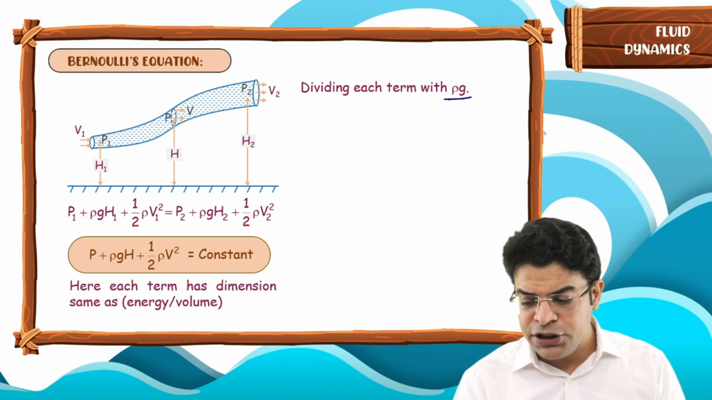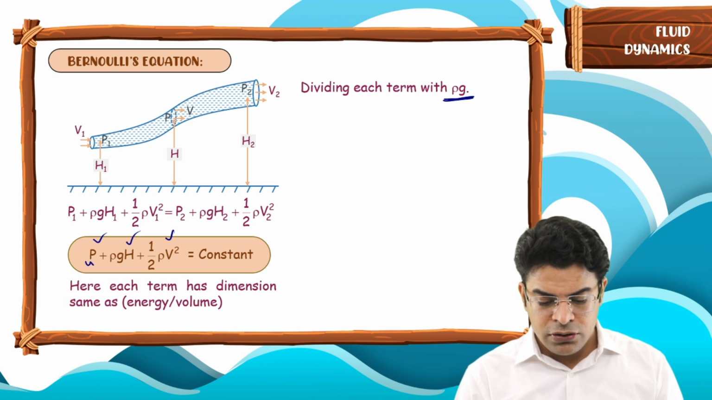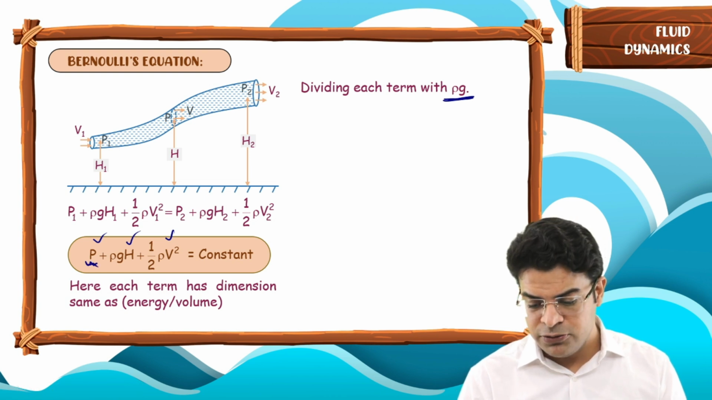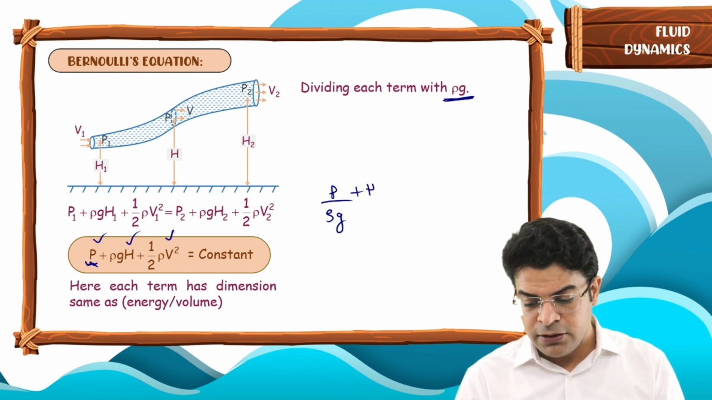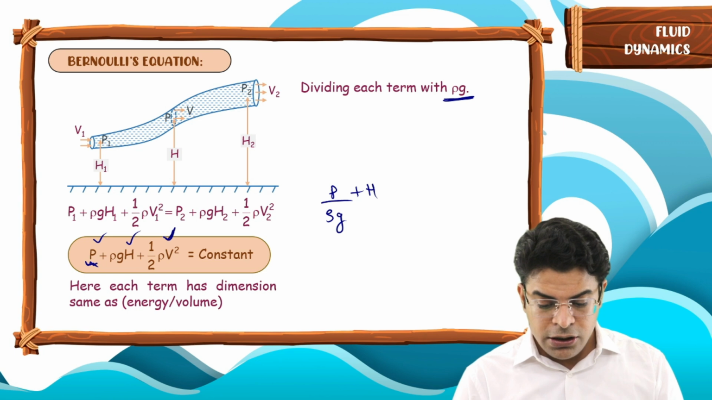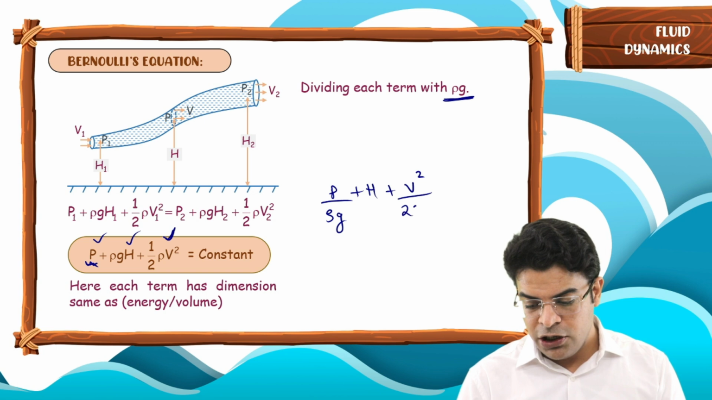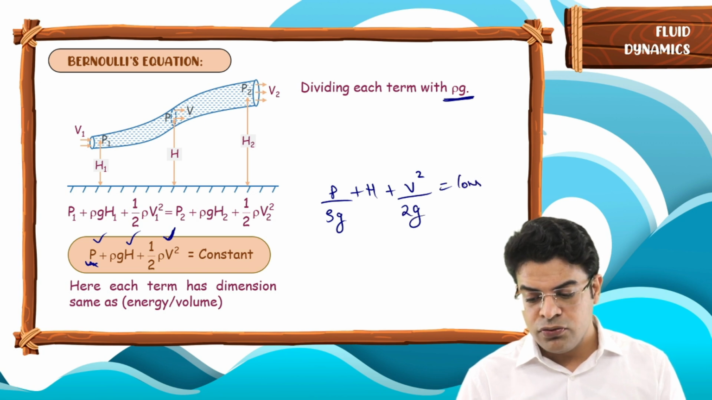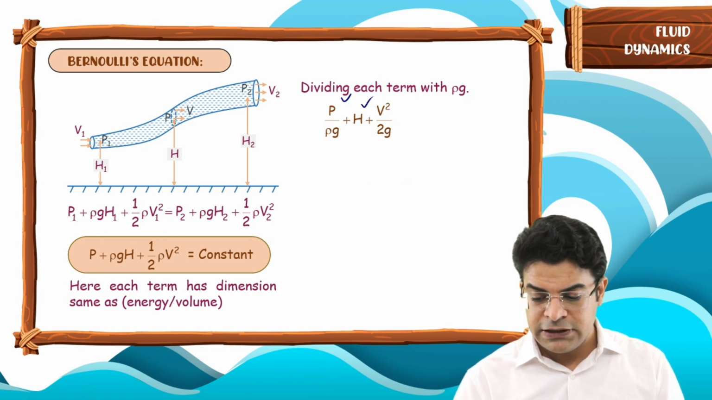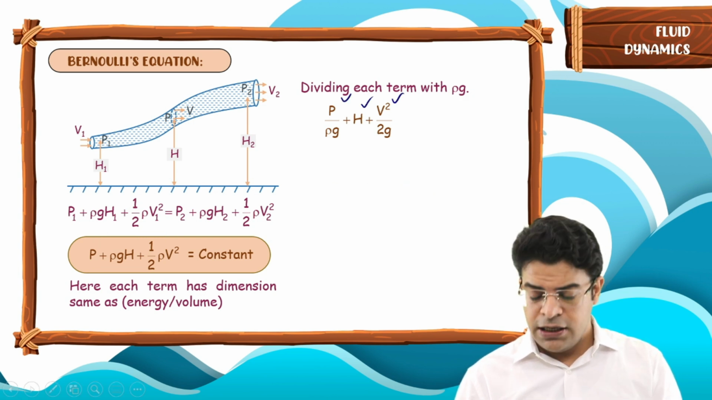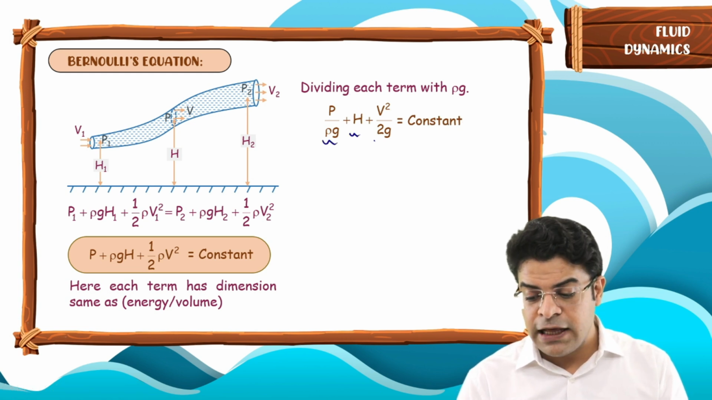If we divide each term with rho g, the first term becomes P by rho g. The second term, rho g h by rho g, becomes h. And the third term, half rho v square by rho g, becomes v square by 2g. This also has to equal a constant. So we can write this equation as P by rho g plus h plus v square by 2g equals constant. Now understand that here each term has the dimension of length.